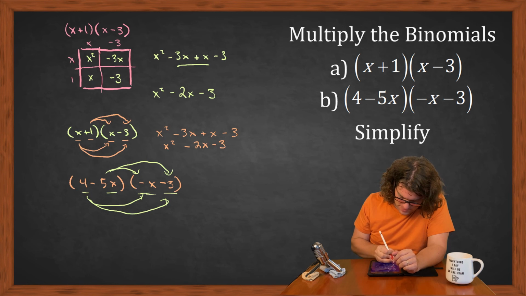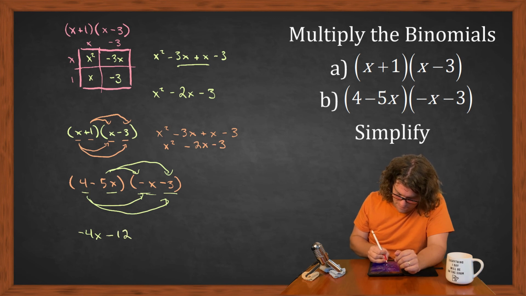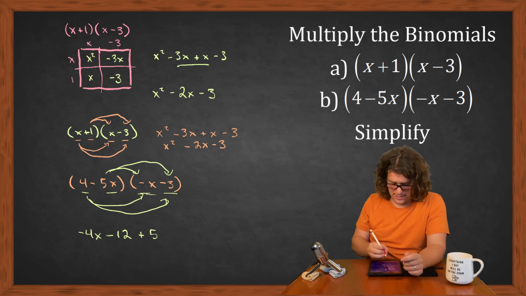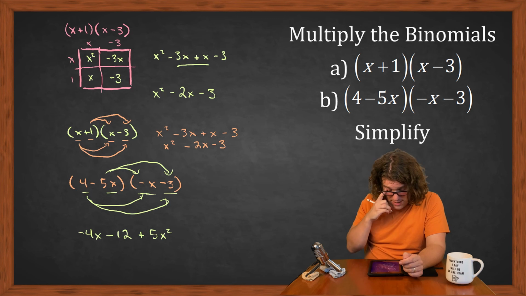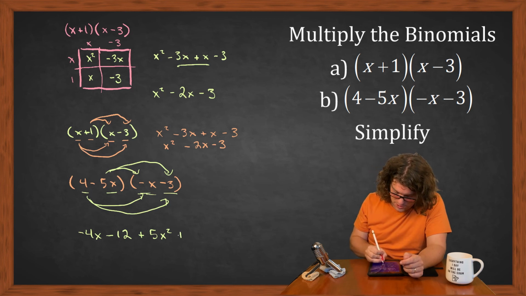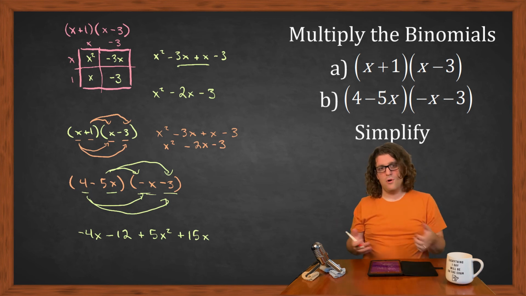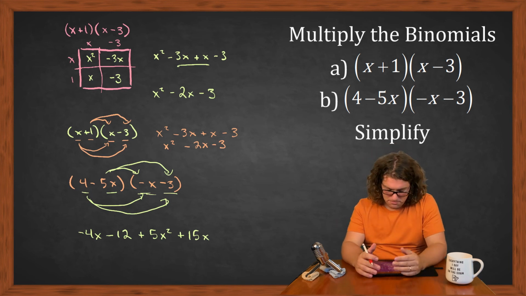The 4 times negative x is negative 4x. The 4 times negative 3 is negative 12. The negative 5x times negative x is plus 5, and x times x gives us x squared. And then last we have negative 5x times negative 3, which is plus or positive 15x. So I just put them all together already, right next to each other.